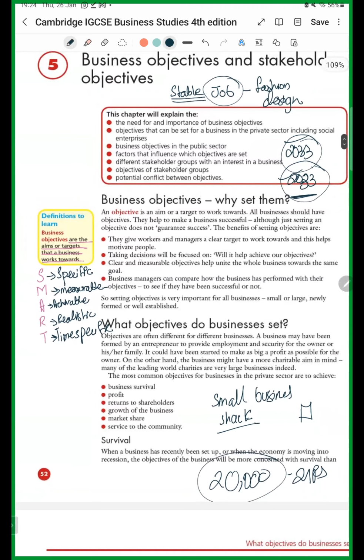So they need to be SMART. What are the advantages of having these objectives? They motivate people. Once you've achieved your target, it really gives you a boost that, hey, this is what I wanted and I got it. I worked hard for it. And you'll be encouraged to do more of it in the future, right? So it motivates people. It helps in decision making and it keeps you focused.